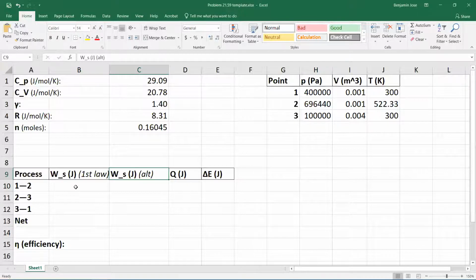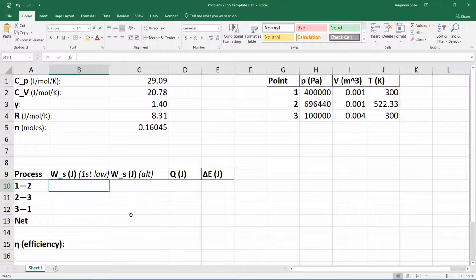And please do me a favor. If you're talking about the work done by the gas, let's stick to the notation that your book uses. Call that WS, work done by the system, because it does affect the pluses and minuses. Okay, process 1 to 2. Hopefully you've got that picture in front of you. That was the isochore, straight up.